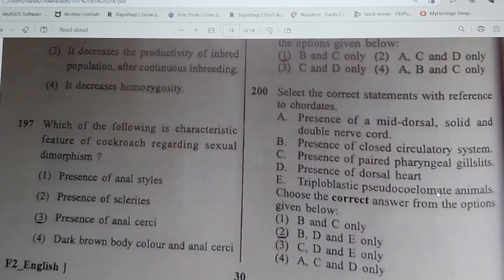And last question, children. Select the correct statement with reference to the chordates. So they have closed circulatory system, and then they have paired pharyngeal gill slits. So B and C are correct statements, which is in option A.